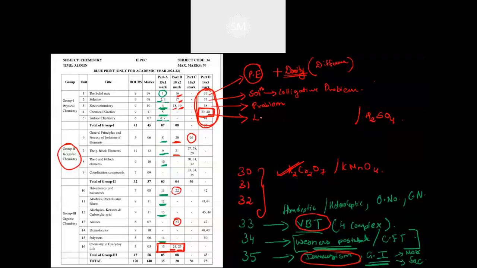In chemical kinetics also, the derivations are fixed. One set will be of derivation. The next set can be anything, that I can't predict.